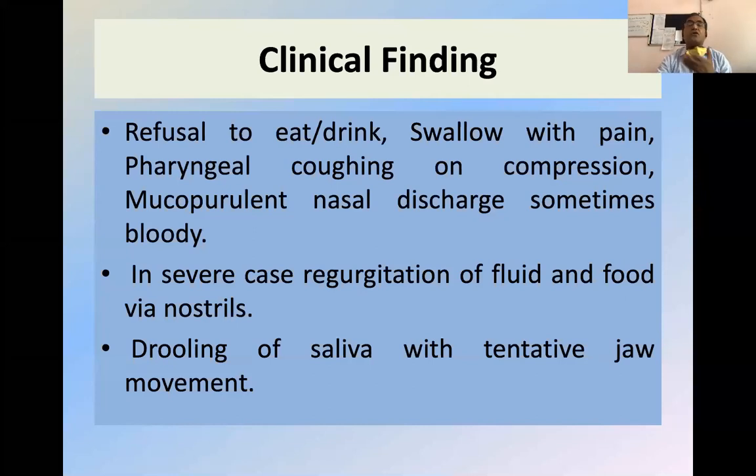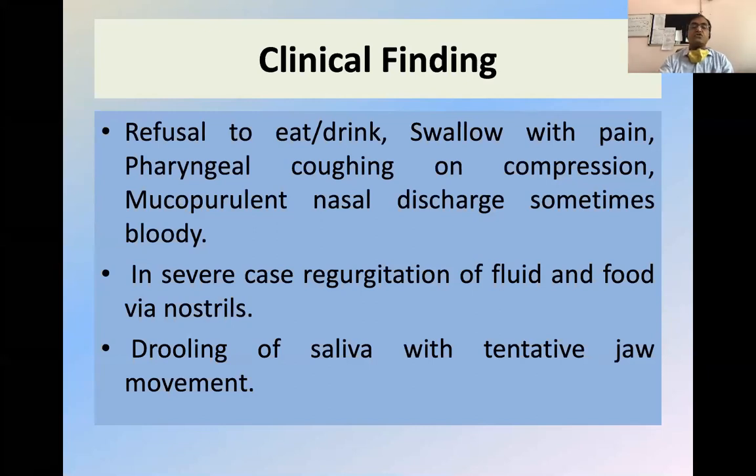Pharyngeal coughing is there on compression. Whenever you go to a doctor with a chief complaint of sneezing and coughing or cold, they ask you to show your tongue. They palpate in this region, that is the pharyngeal region. So in cattle also, in a small animal also, whenever you press and compress this region, there will be paroxysmal coughing. The animal starts coughing. Okay, so this is one of the signs that there is inflammation in this region.